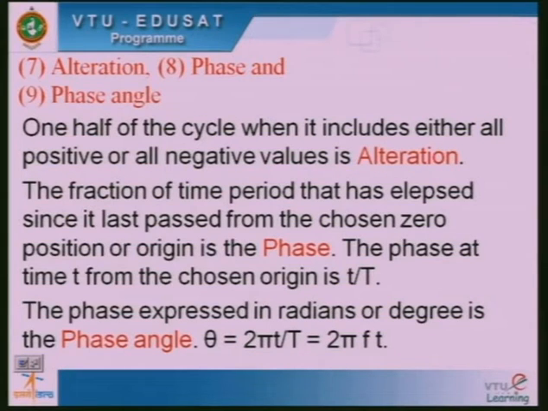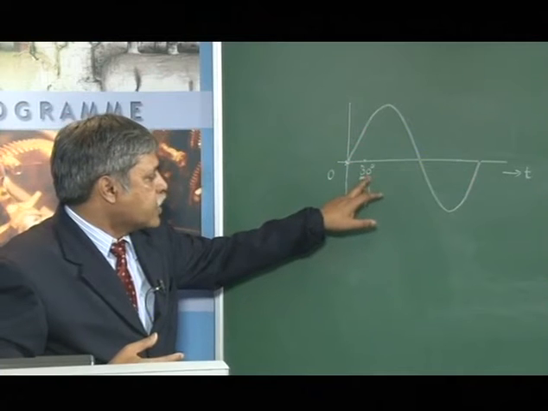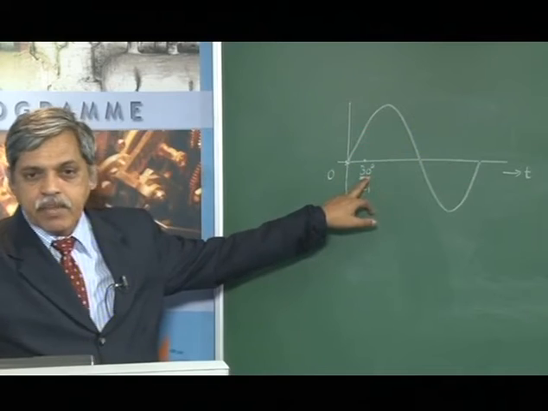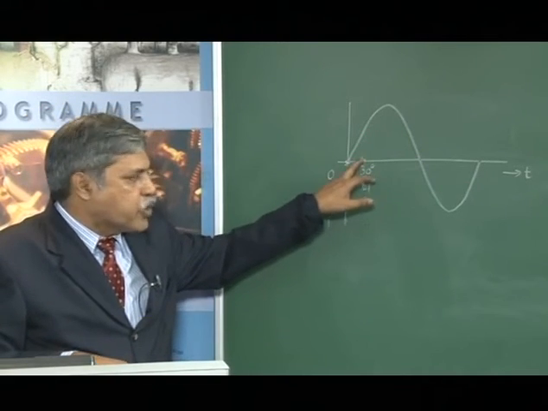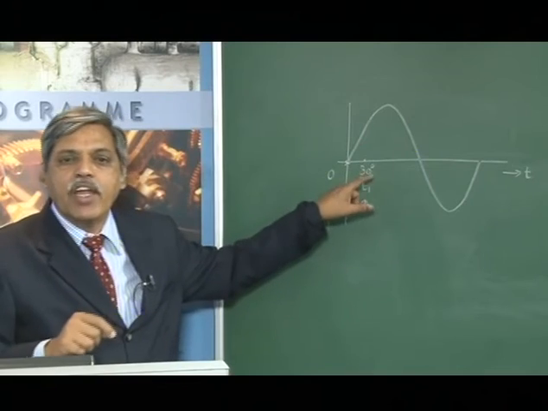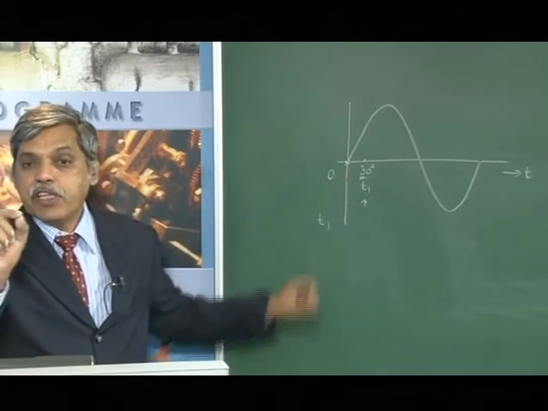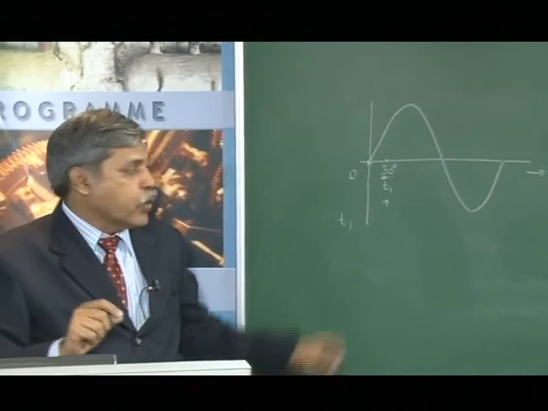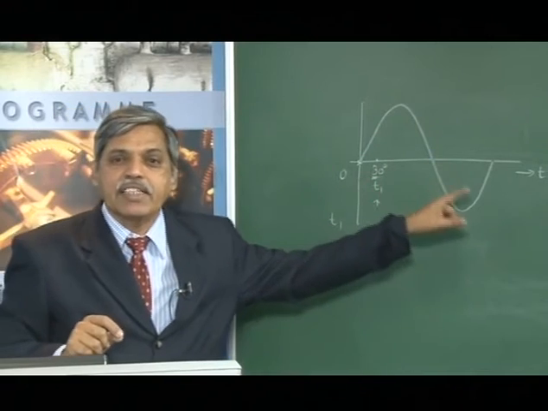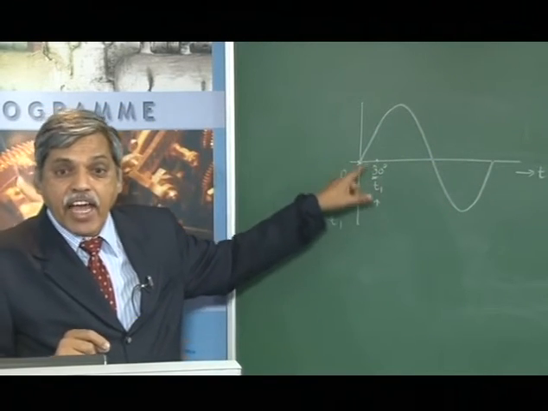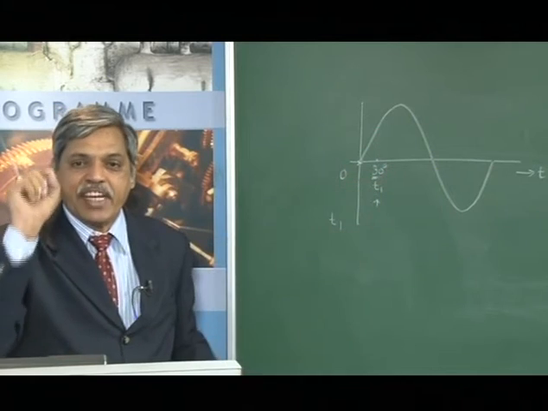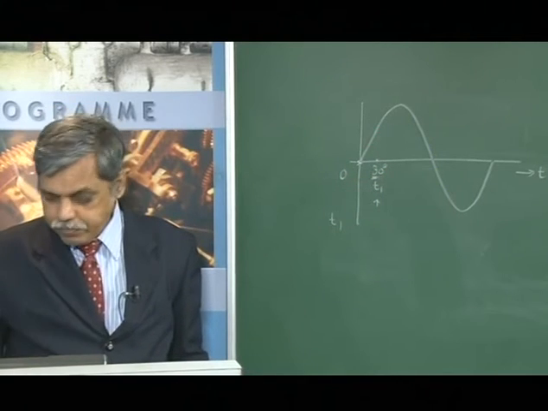Now the phase expressed in radians: when I want to express the position of the coil as 30 degrees, I am expressing it in degrees, therefore I call it a phase angle. If I specify the position with respect to time, I call it a phase. See the difference between the phase and the phase angle. To express the phase, I am considering the time. To express the phase angle, I am taking the angular position at that instant, at the time t.